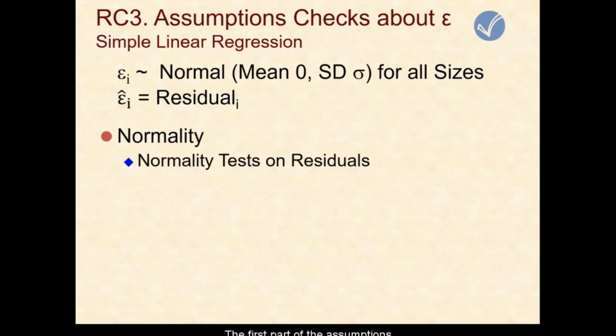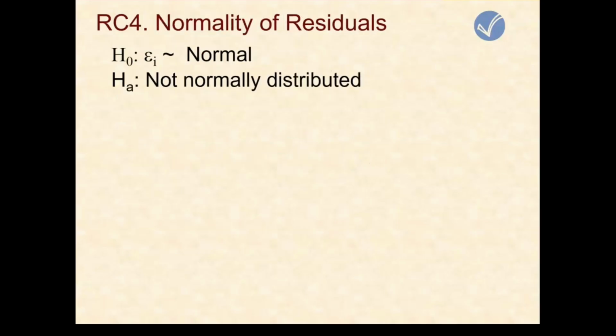The first part of the assumptions is that the epsilon in the process are normally distributed. We check this using the residuals calculated from the sample. As we have seen in an earlier module, checking this assumption is equivalent to performing the hypothesis test shown here. H0 is the assumption of normality. HA is that the residuals are not normally distributed.